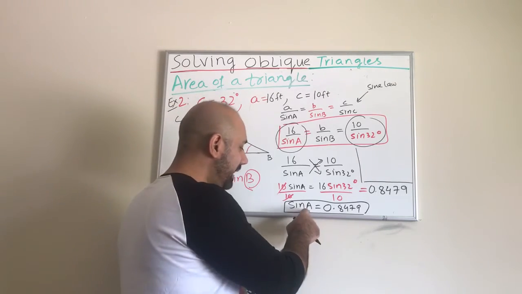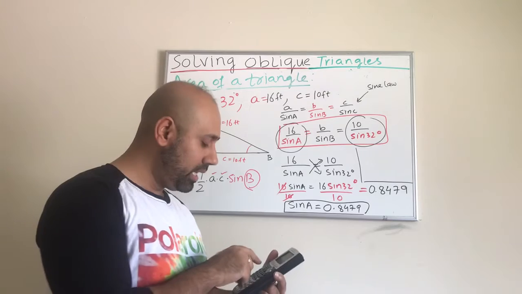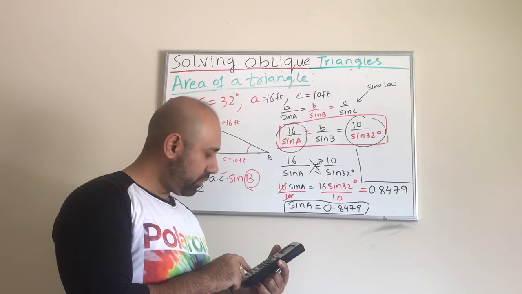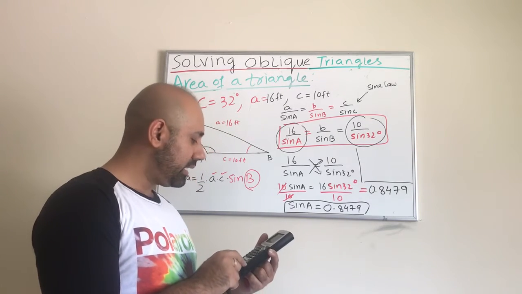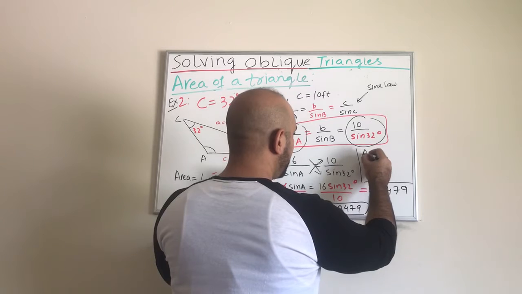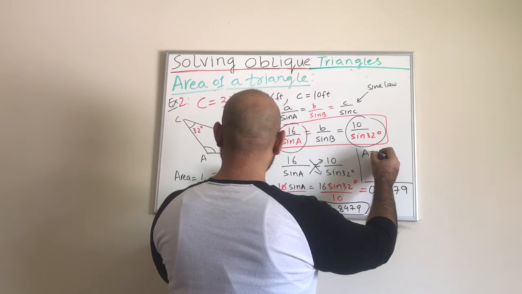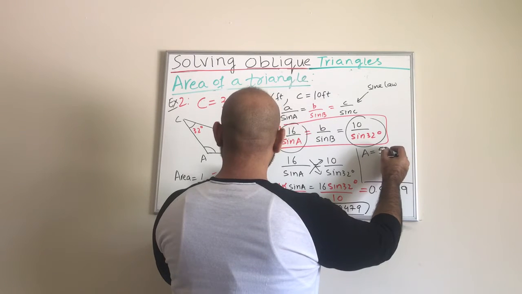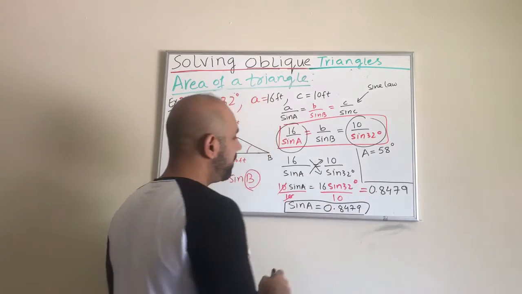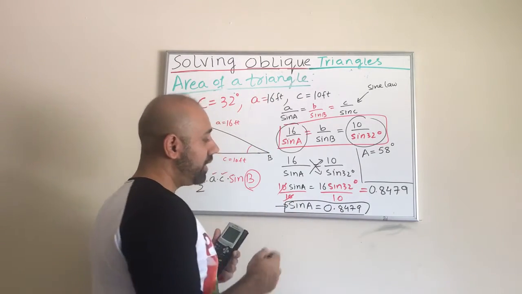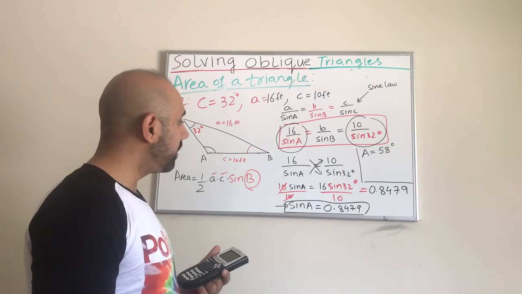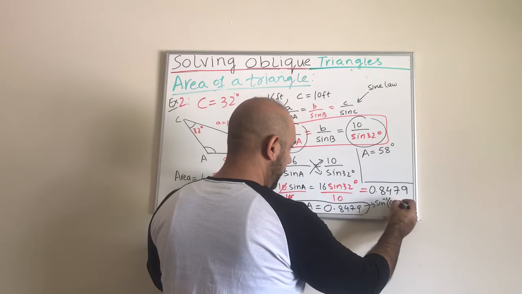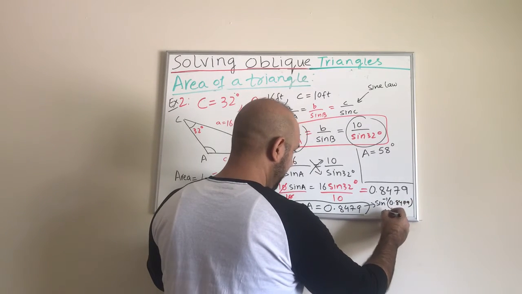So guys, to find that angle A, we have to use the inverse key on the calculator. So second sine inverse, and then I have to type in 0.8479, and what I get for A, the first one I get, is the measure for the angle A, which is in the first quadrant. Let me round it, so it is going to be 58 degrees. So that is what I get when I solve this equation for A. You have to use the sine inverse key on a calculator, and I typed in 0.8479 to find that angle A.